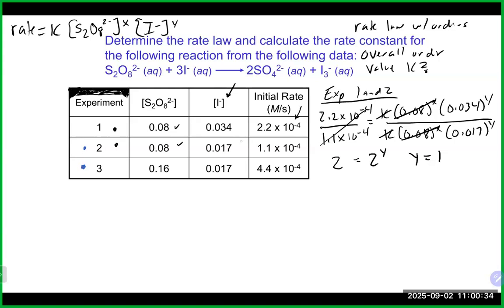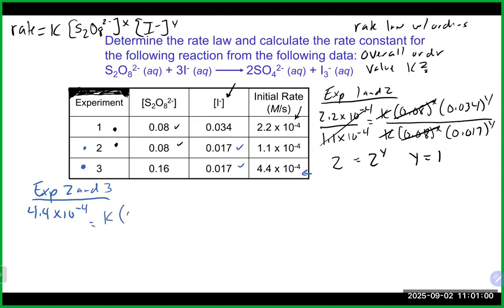That's going to keep, again, our I minus here constant. So taking experiments 2 and 3, again, I'm going to go with the larger rate on top. So I'm going to put experiment 3 up on top. Again, you don't have to do that, but it just gives you a little bit more whole numbers and decimals, so sometimes it's easier to do that. If you do it the other way, it should come out the same at the end as well.